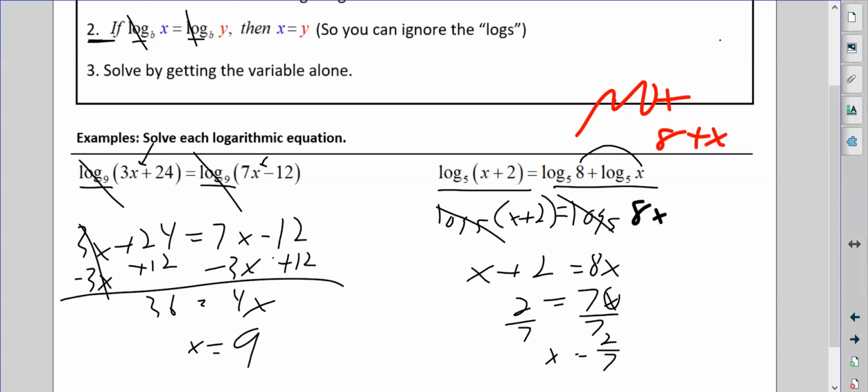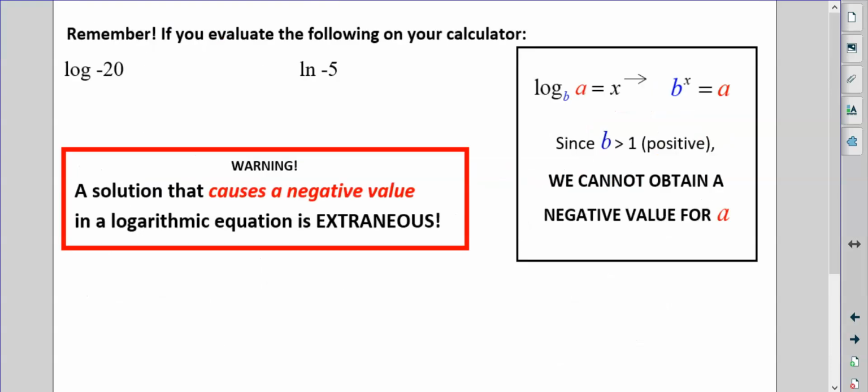And this might be one where you want to plug it in and check it, but if you plug in 2 sevenths, you will get a true statement. Okay, and you can even plug it into this one here. So if you just plug in 2 sevenths there and do 8 times 2 sevenths, and you plug in 2 sevenths here and get a decimal, you'll get 2.29 for both of them. So if you get a weird number or a number you think might not be right, plug it in and check. It might just be a strange answer. All right.